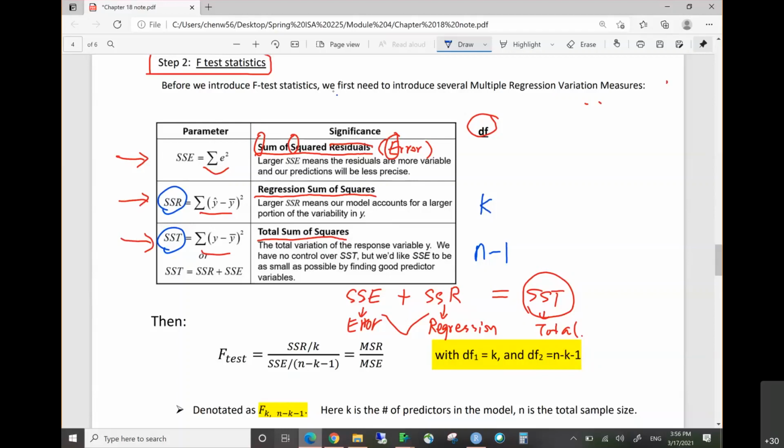All right, and then for SSE, how can we get this degree of freedom? We say the relationship is SSE plus SSR equals SST. Same thing for the degree of freedom. The degree of freedom for SSE plus the degree of freedom for SSR will equal the degree of freedom for SST. So that means n minus 1 minus k will be the degree of freedom for SSE. So the SSE has the degree of freedom n minus k minus 1.